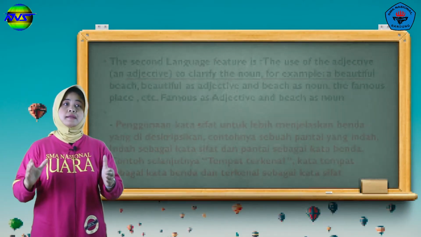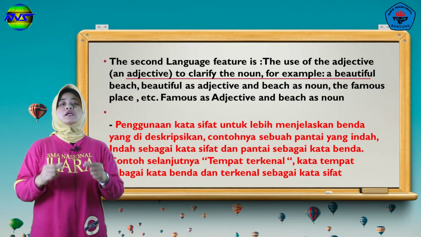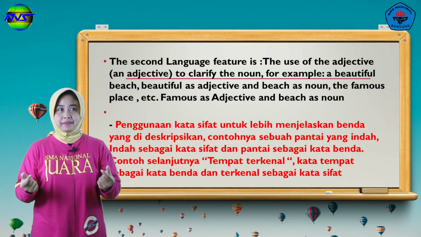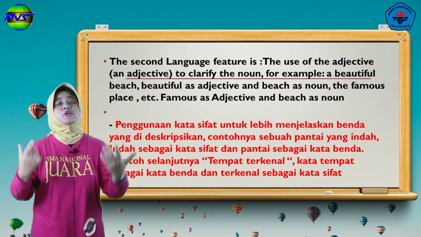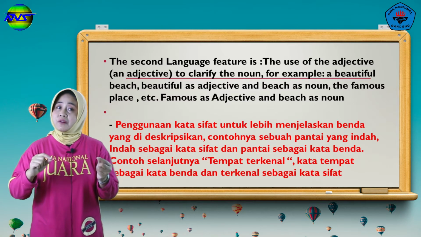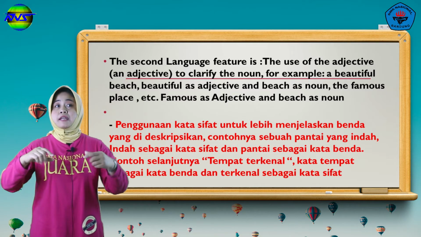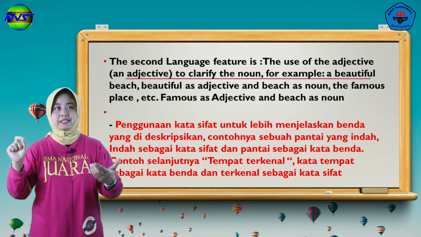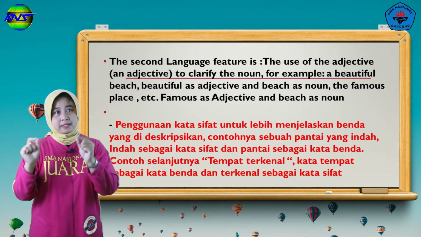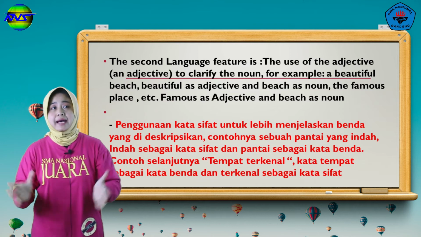And then the second language feature is the use of adjectives to clarify the noun. For example, a beautiful beach, beautiful as an adjective, and beach as a noun. And then the famous place, and etc. Famous as an adjective and place as a noun.